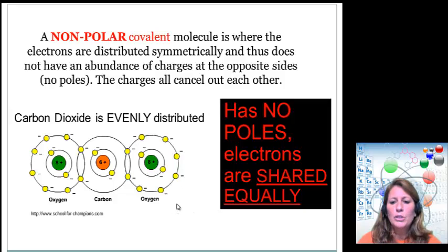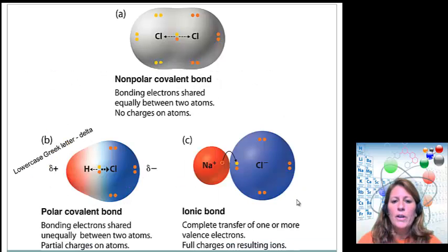Okay, nonpolar, again, no poles, but it's still sharing, but now it's equally. So here I can see this is carbon dioxide, CO2. So here is one that's being shared, a pair, so I could put one line in between it to represent 2 electrons. Okay, on this I kind of found a diagram to put all of them together on one page so you can kind of compare and contrast.